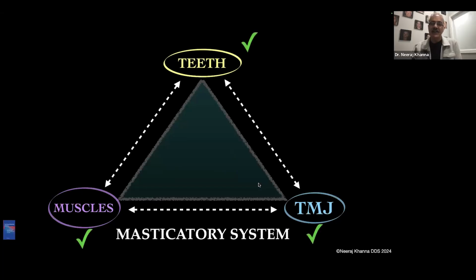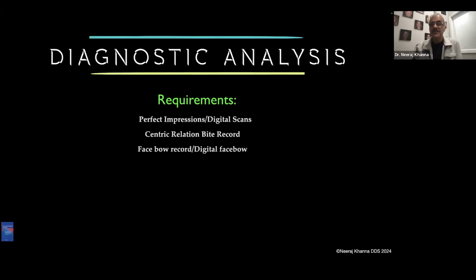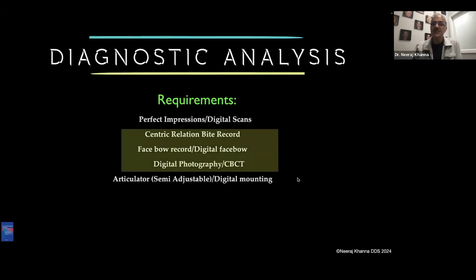However, if any combination of this system is not working for that patient, then these patients become unstable. And because they're unstable, we have to have diagnostic records. And that basically means either perfect impressions or digital scans, a centric relation bite record, a FACEBO or a digital FACEBO, digital photography or a CBCT, a semi-adjustable articulator is what's required. But I'm going to focus on these three elements for you this evening.